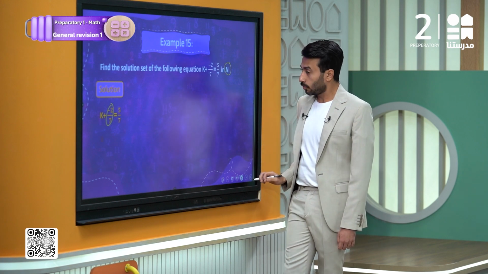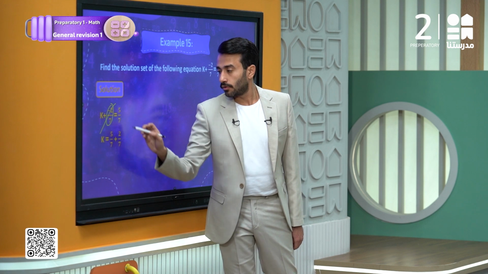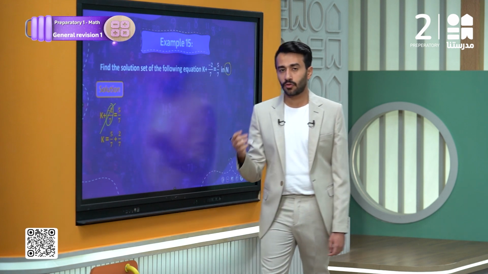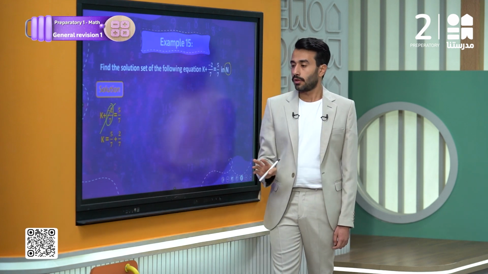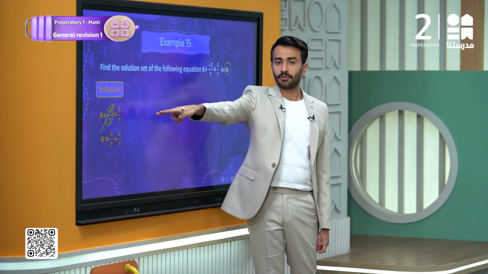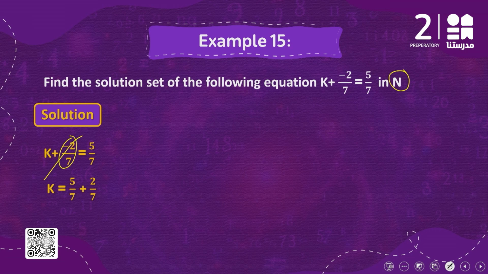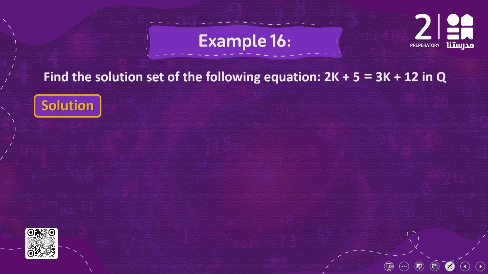So plus 2 over 7 for both of them. This will be cancelled for sure. 5 over 7 plus 2 over 7. Can you remember how we add fractions? Keep the denominator the same, add the numerators, the upper values, which is 5 plus 2. It's 7 over 7, this is 1. So the solution set is 1, normally in this set of values. k equals 1.